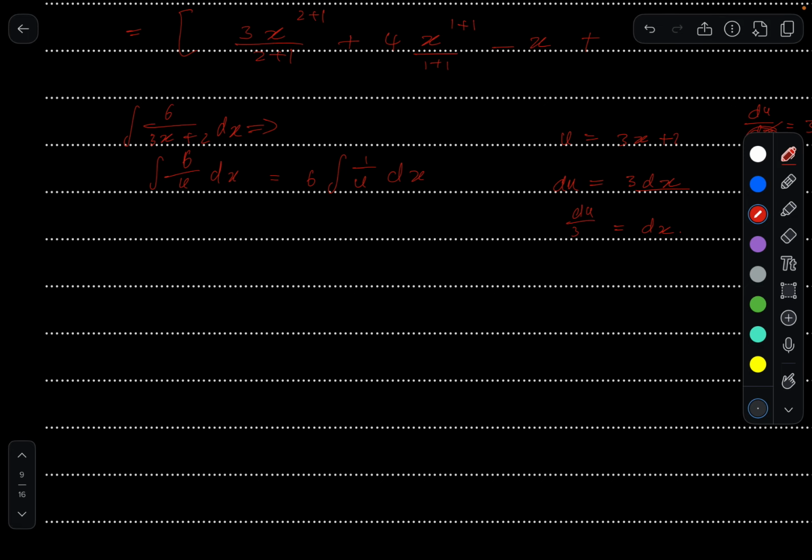Now I have this step. Now I just need to substitute dx. So I have 6 integral of 1 over u, which is du, and then we just say divide by 3. Now the answer you get, it will be 2 integral of 1 over u du.